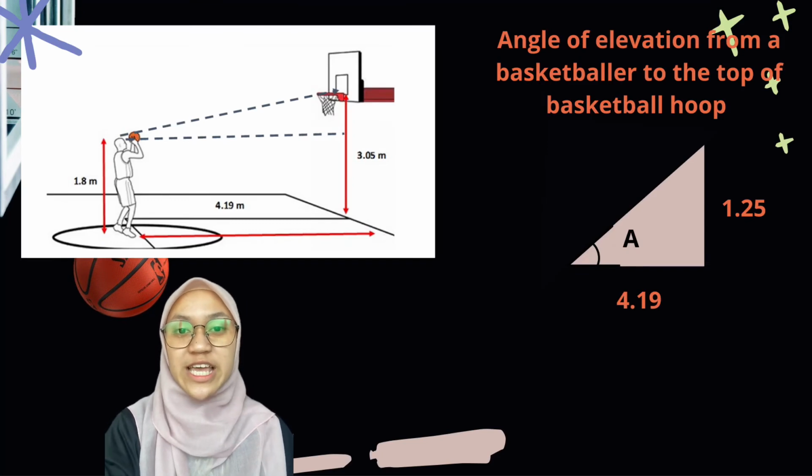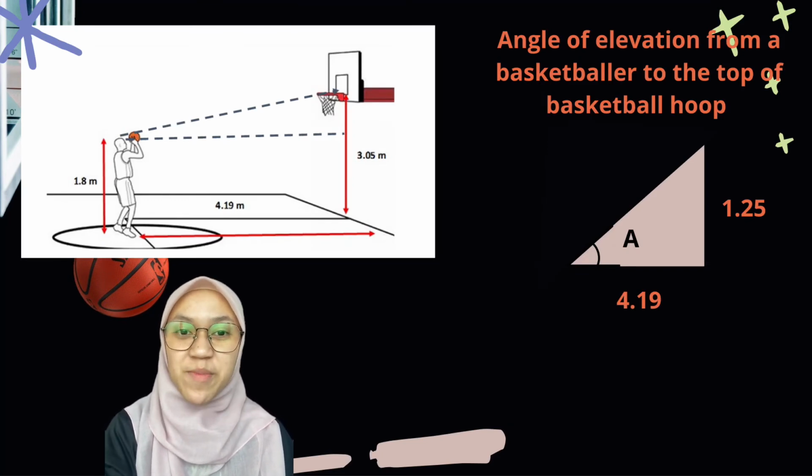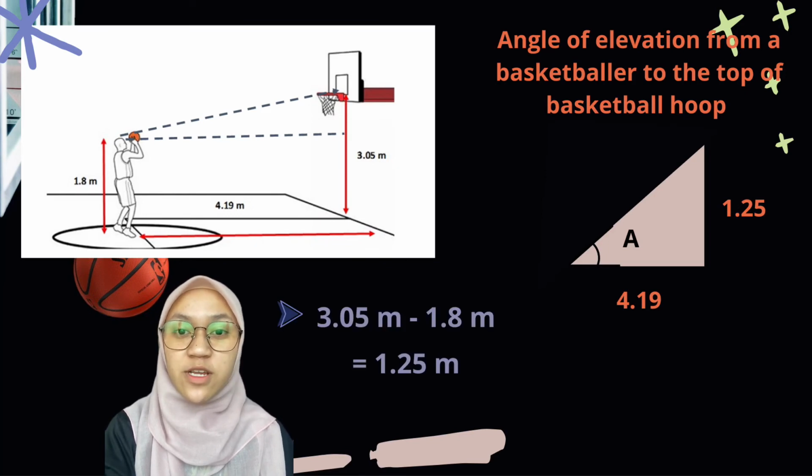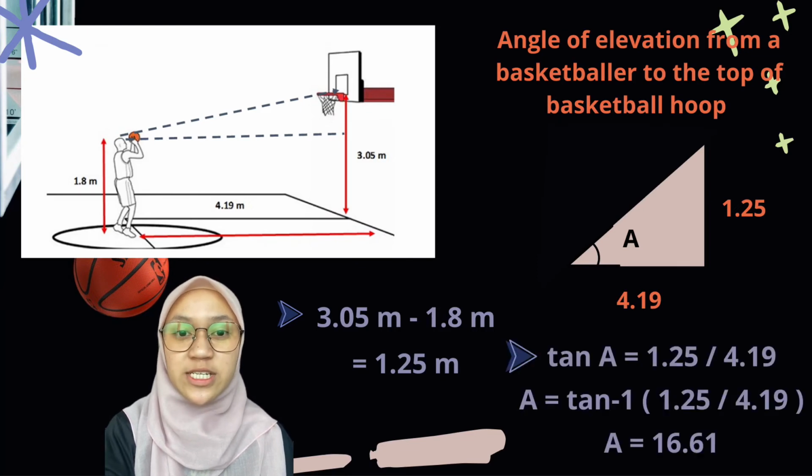To find angle of elevation and depression in basketball, we will use trigonometric ratios, which are sin, cos, tan. First situation is the angle of elevation from a basketballer to the top of the basketball hoop. First of all, we need to subtract 1.8 meters from 3.05 meters to create a triangle between the basketballer and the top of the basketball hoop, so that we can use the trigonometric ratio tangent.